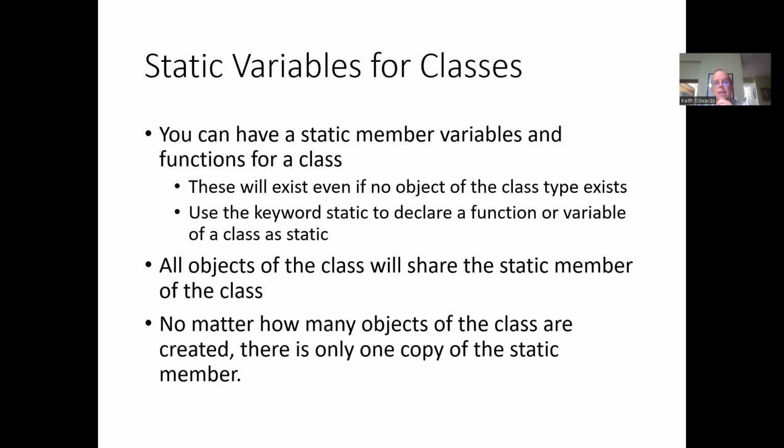We use the keyword static to declare a function or a variable of the class as static, and then all objects of the class will share that static variable across them. So it'll be the same for every instance or every object of that class. And it doesn't matter how many objects of the class are created, there's only going to be a single copy of that static member. So it's shared amongst all the objects in the class.